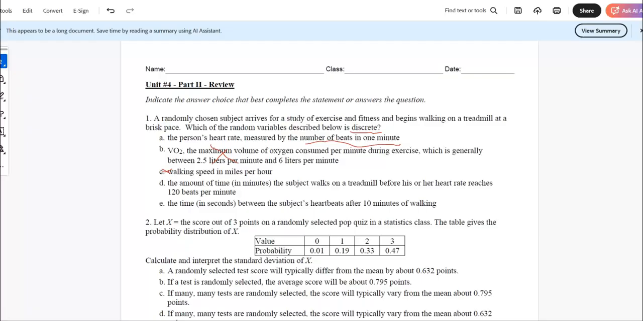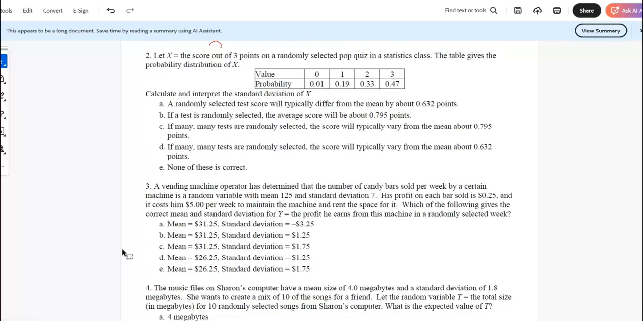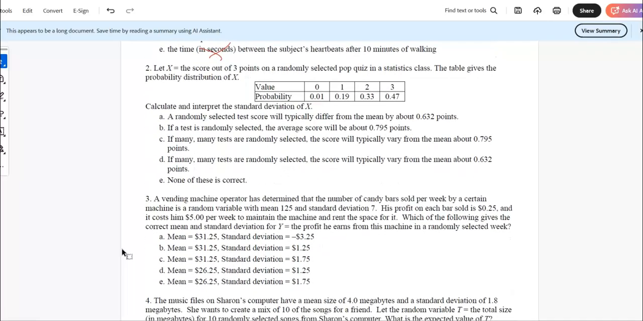It's more continuous. Amount of time in minutes that somebody walks on a treadmill before his heart rate. So again, amount of time, you could measure that in nanoseconds. It's continuous. The time in seconds, again, continuous. So I think it would be A. It's discrete, it's unconnected. You're measuring the number of heartbeats. So how many times it beats, it beats 1, 2, 3, 4, 5, 6, 7, that kind of thing. Discrete.